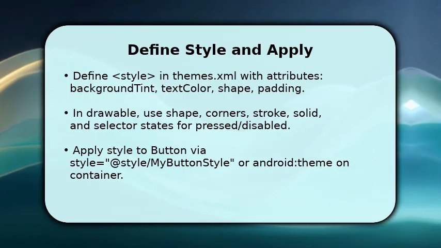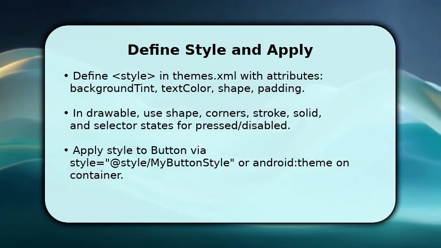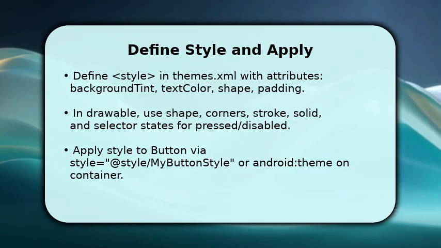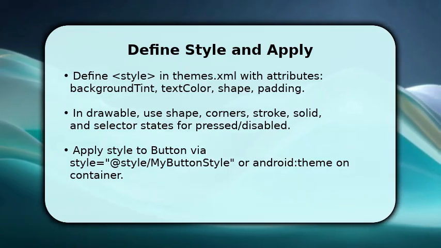Then edit the drawable. Create a shape with corners and stroke, and wrap states with a selector for pressed, focused, and disabled visuals so interactions feel native.